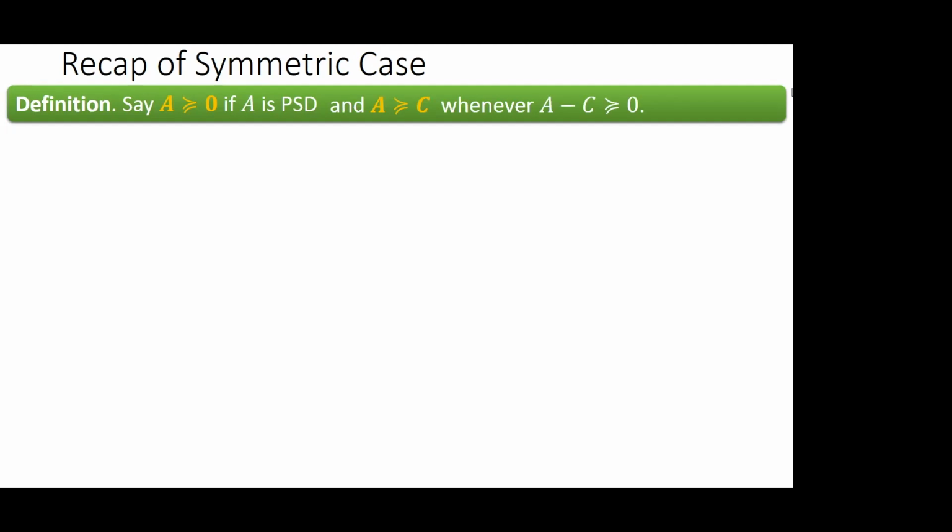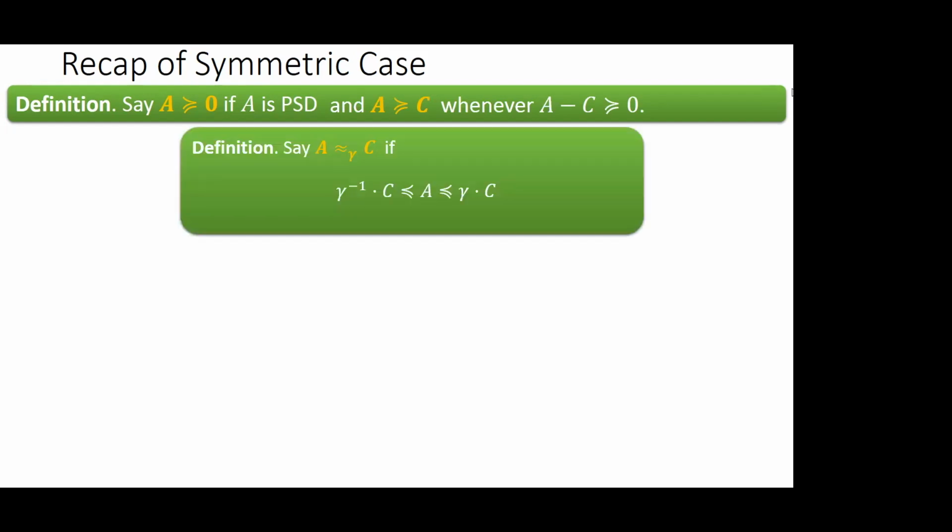And so this has most of the nice properties that you would hope for in an ordering on matrices. In particular, it implies a very natural definition of multiplicative approximation, analogous to multiplicative approximation for positive numbers. We can say that A gamma-multiplicatively approximates C if A is between gamma C and gamma inverse C. Or, more colloquially, C and A are within a gamma factor of each other.